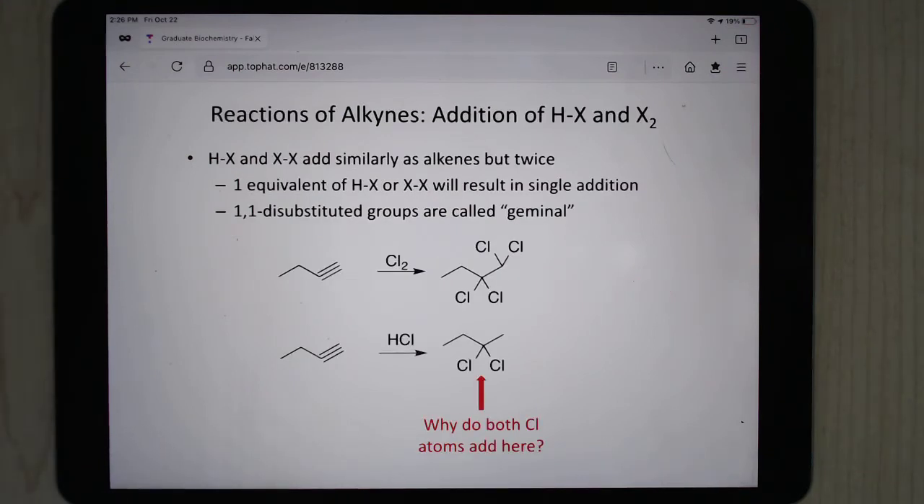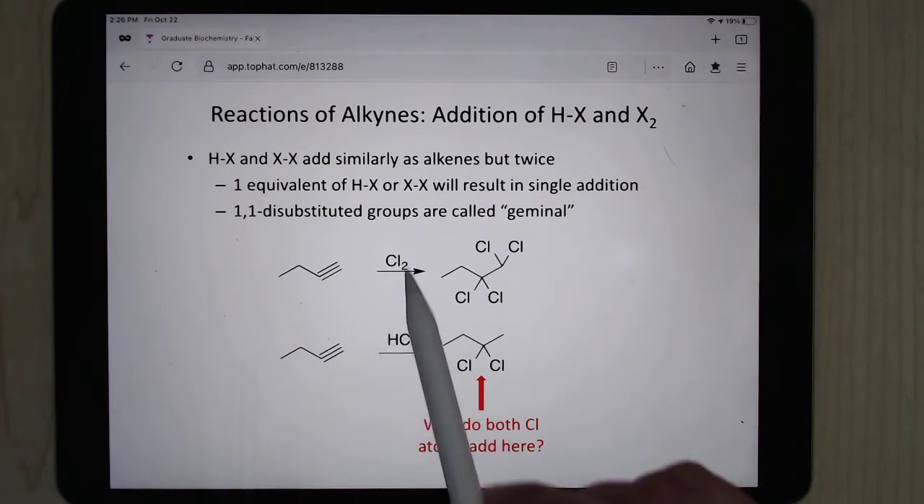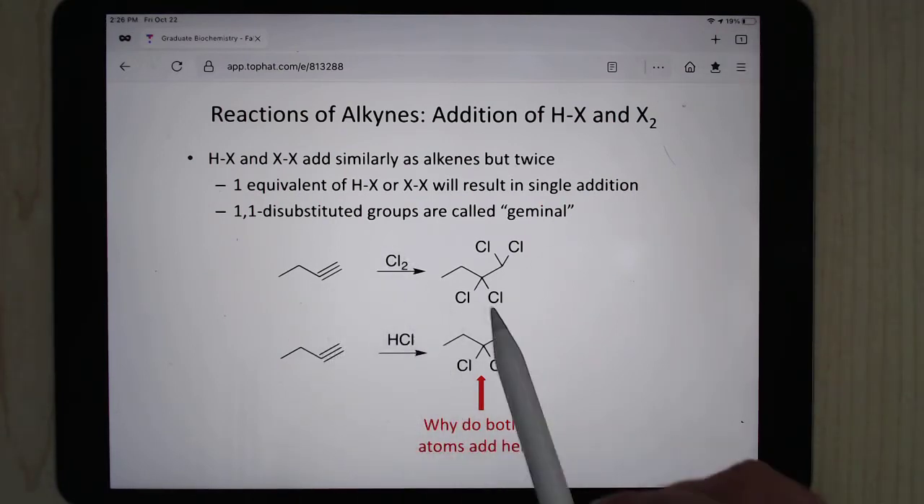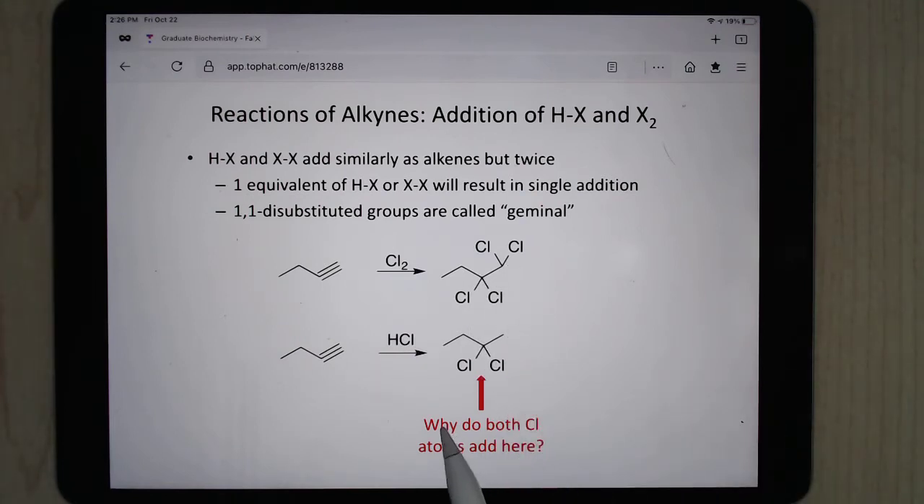Now, for adding HX or just something like chlorine or bromine or iodine, you just do them twice. So if you're adding Cl2, you're just adding Cl-Cl across there twice. So the first time will go to the alkene, and then you'll go down to the alkane. Okay. When you're adding HCl, again, you're going to follow Markovnikov's rule.